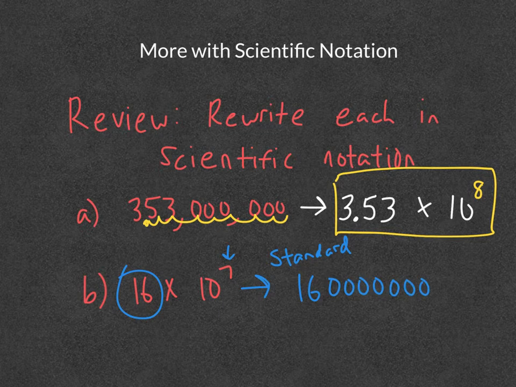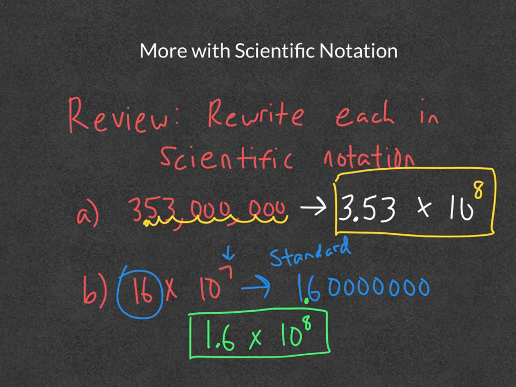Now to get that back into scientific notation, we know it needs to be 1.6 times something. If the decimal point were there, how many numbers would be after the decimal? 1, 2, 3, 4, 5, 6, 7, 8. So that would be scientific notation for the original problem. I just wanted to point that out, to make sure we're clear that the factor there needs to be a number between 1 and 10.